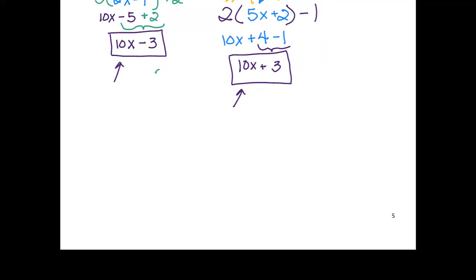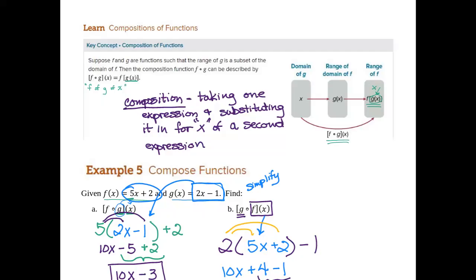All right, so let's take a look at the next page. Did everybody have enough time to write that down?